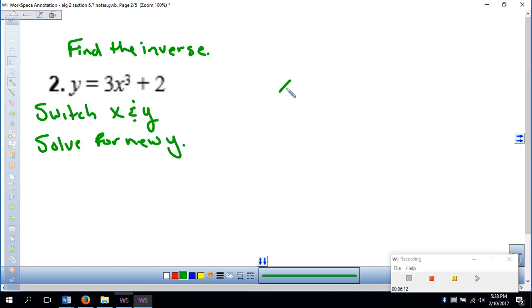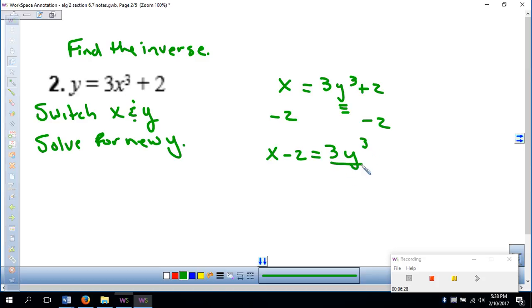So here we would get x equals 3y cubed plus 2, and we want to solve for that new y. So we would subtract 2 from each side. X minus 2 equals 3y cubed. We would divide by 3. On the left, divide everything by 3. So now we have x over 3 minus 2 over 3, these 3's canceled, equals y cubed. And to undo a cube, we take the cube root. So at this point, we would take the cube root of each side.